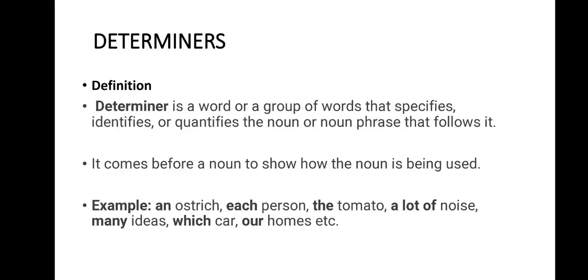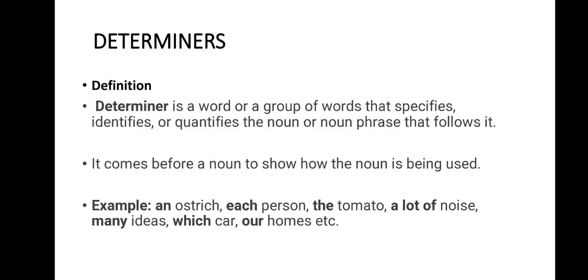Okay, children, so determiners are a group of words or a single word. It can be a group of more than two words, or it can be a single word that specifies or identifies, or it can even give them numbers. Quantifies means it can give numbers to the noun or noun phrase that follows.